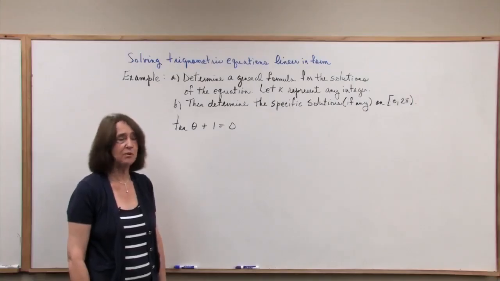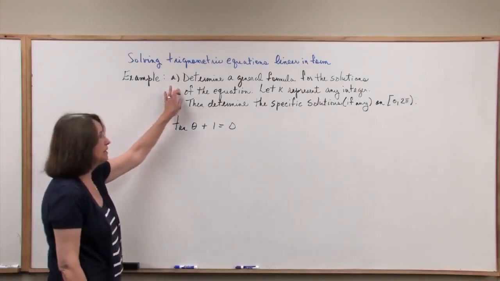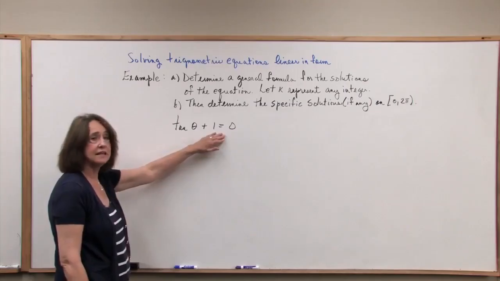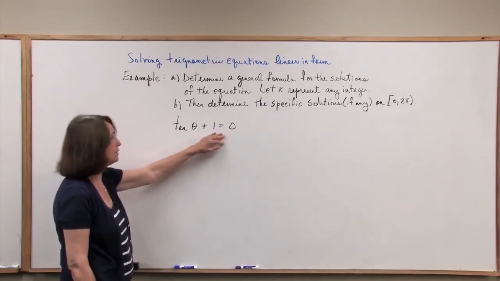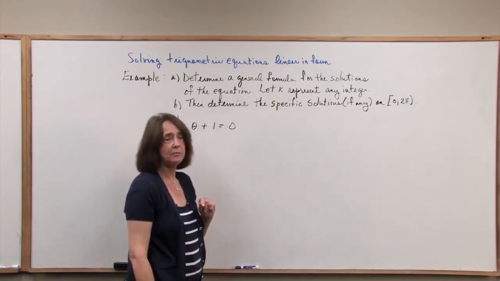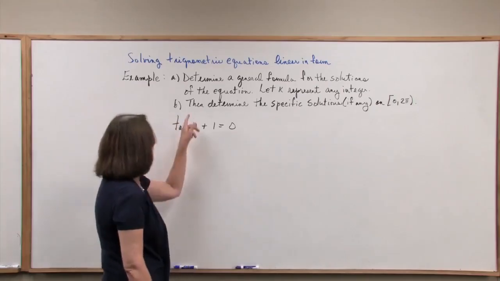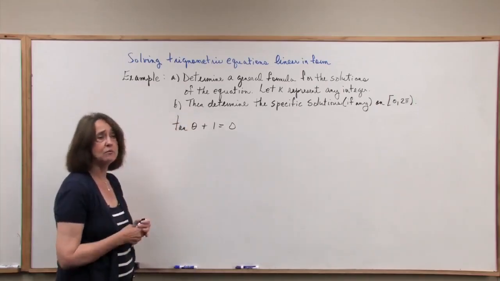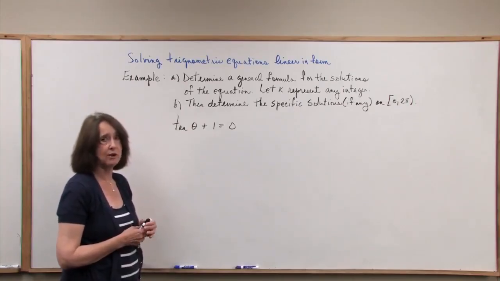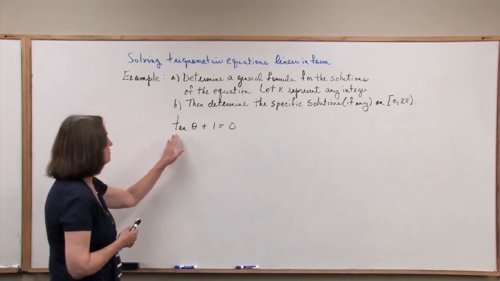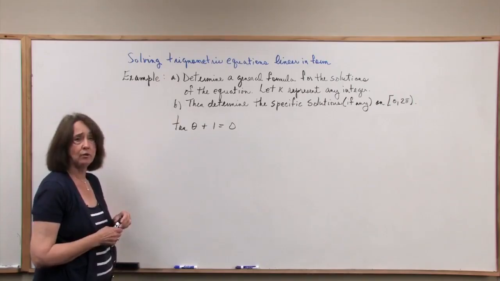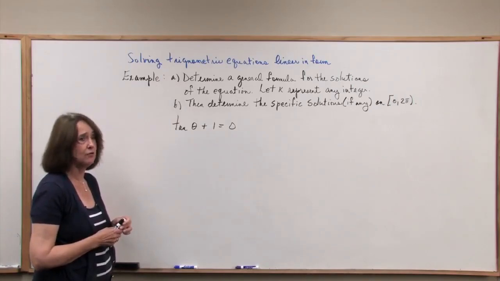Let's look at this example. We want to determine a general formula for the solutions of the equation tangent theta plus 1 equals 0. In our formula, we're going to let k represent any integer. And then in the B part, we're going to determine the specific solutions, if any, on the interval 0 to 2 pi. Now, this example is an example of a trigonometric equation that is linear in form.